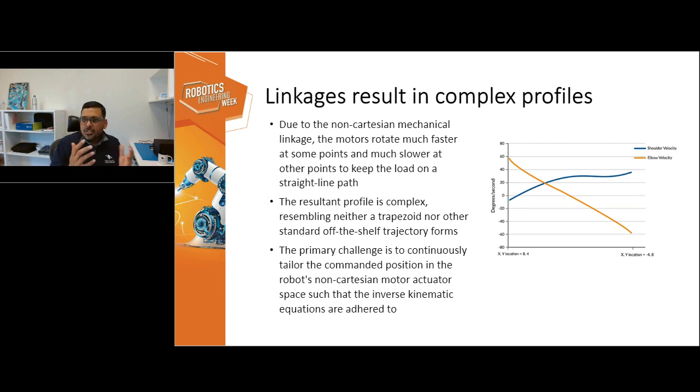So if you look at a profile for motion, it's actually more complex. Our chips support a standard S-curve or trapezoidal profile, but these are neither S-curve nor trapezoidal. They are a little bit more complex than a traditional profile. You have to continuously tailor your commanded position to get to that straight line motion. As the chart on the right shows, you can see what the shoulder and elbow velocity look like to go from one XY location to the other. They are nonlinear, and they take into account the effects of the linkages and the mechanical variations.